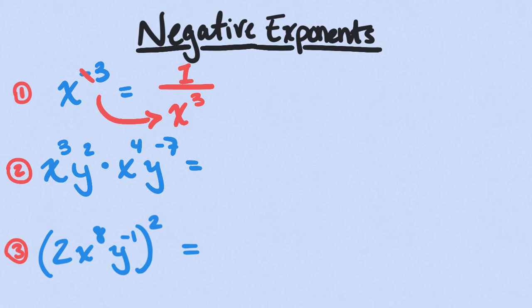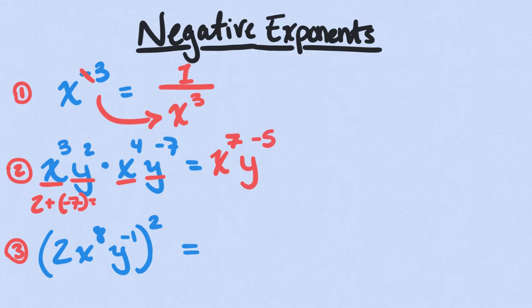So the next one, we have x to the 3rd power, y to the 2nd power, times x to the 4th power, y to the negative 7th power. Well, now we're bringing in the product rule again. So x to the 3rd power times x to the 4th power is going to be x to the 7th power. Now y to the 2nd power times y to the negative 7th power, that's going to be 2 plus negative 7, which is going to give us negative 5. So we get y to the negative 5th power.